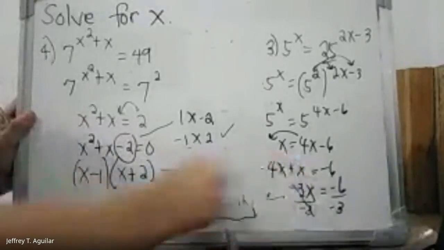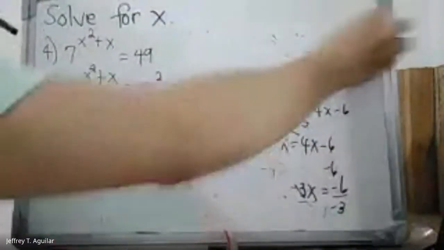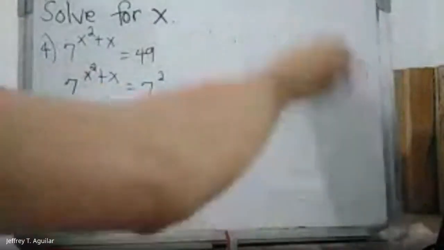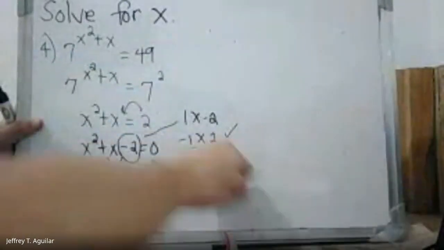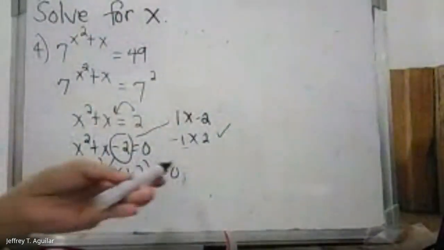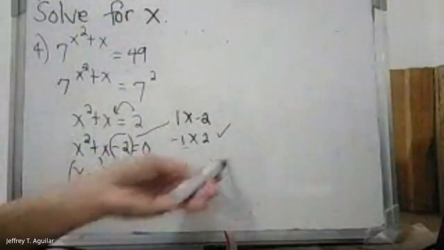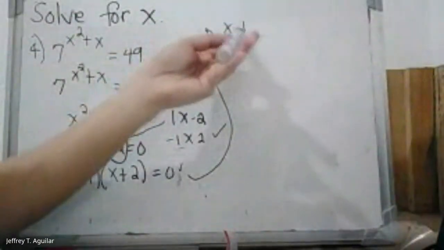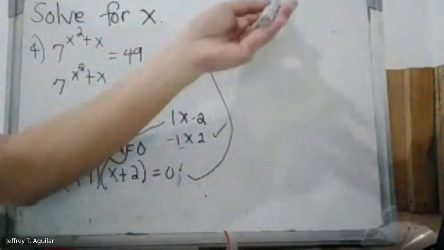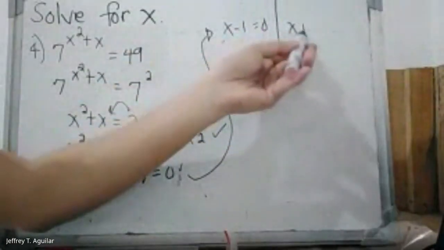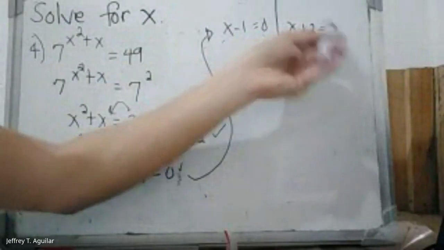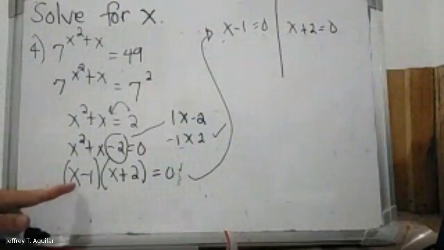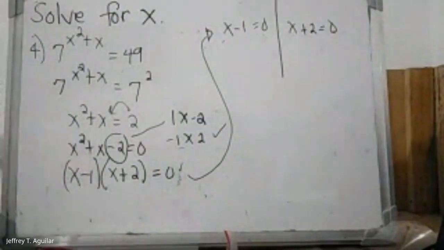So at this point, we will erase this part so that we're going to occupy. So this one can be written as x minus 1 equals 0. And the other one would be x plus 2 equals 0. So you can give 0 to the first, x minus 1 equals 0, and x plus 2 equals 0.